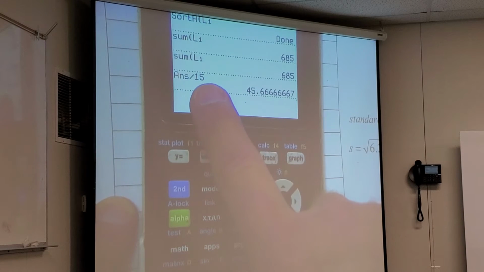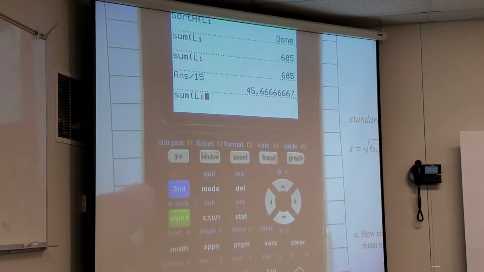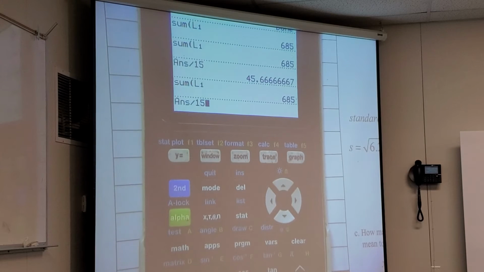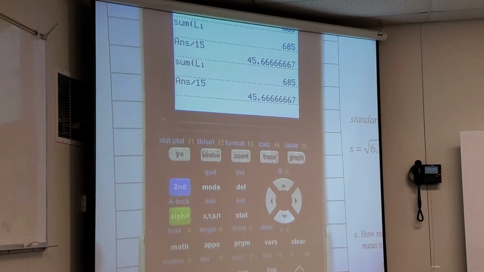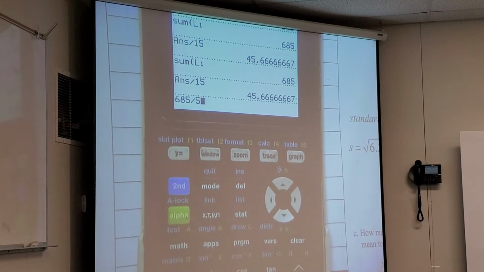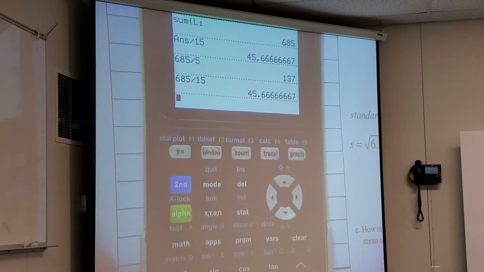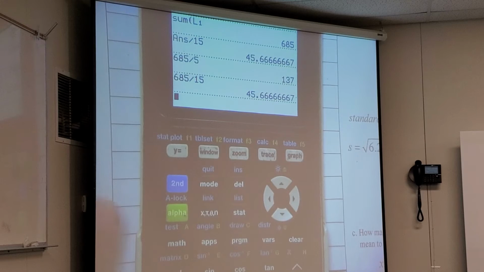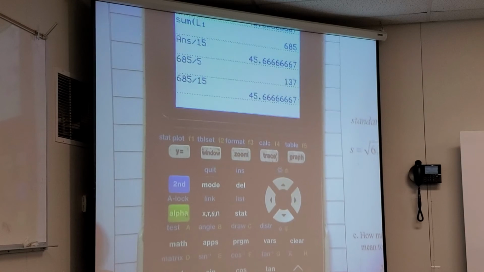Oh, here? So watch, let me do this one again. So after you sum it up, you got 685 sitting there, right? Just hit the divided key. The calculator assumes you mean divide the last number on the screen. Remember that's what ANS means, the last number on the screen. 15, bam. If you type 685 divided by 15, you get the same thing, especially if you type it right, because that's what the calculator did. You guys all right? Just divide 685 by 15.